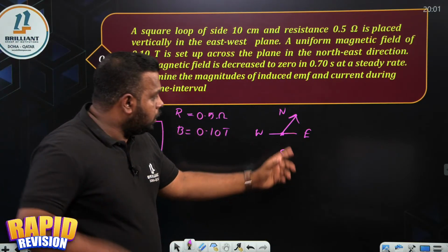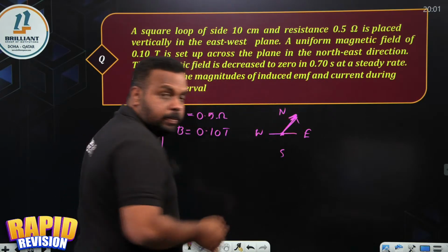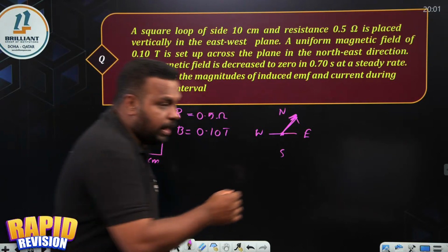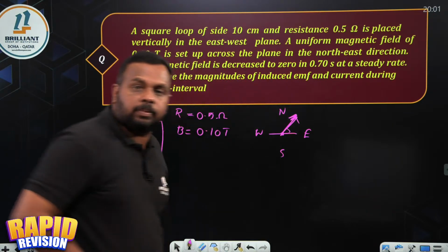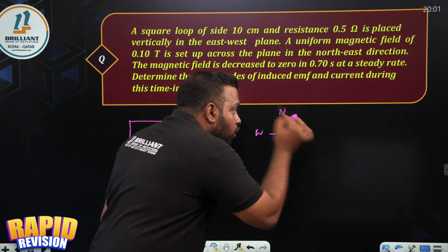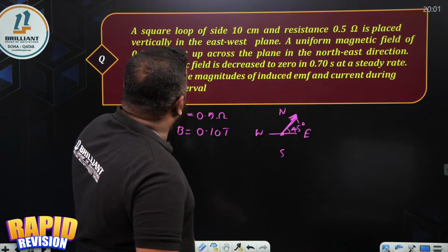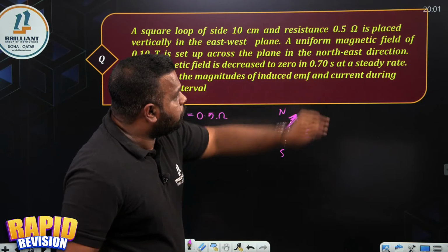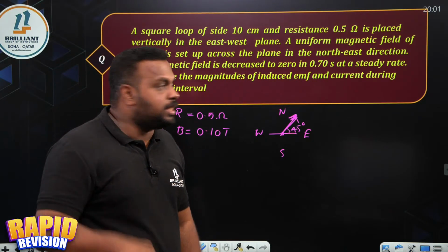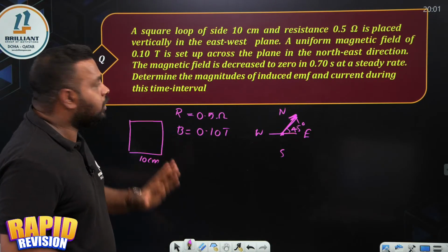Okay, listen. Look at this. This is the direction of the magnetic field. Northeast means what is the value of this angle? It is through the middle. Middle means 45 degree. That's an important point. If you're not considering that, our answer will be wrong. And the next point is the magnetic field is decreased to 0 in 0.70 second at a steady rate. So the field is changing. Determine the magnitude of induced EMF and current.